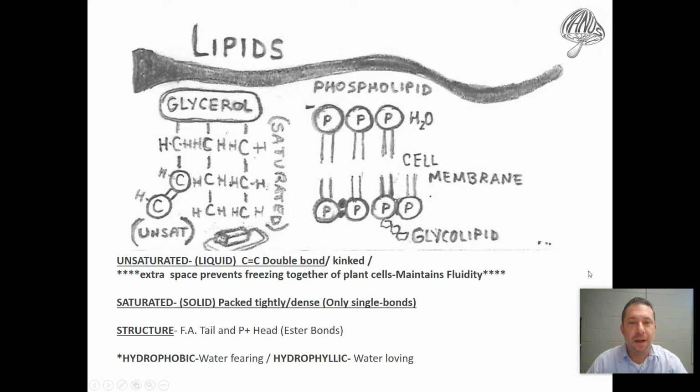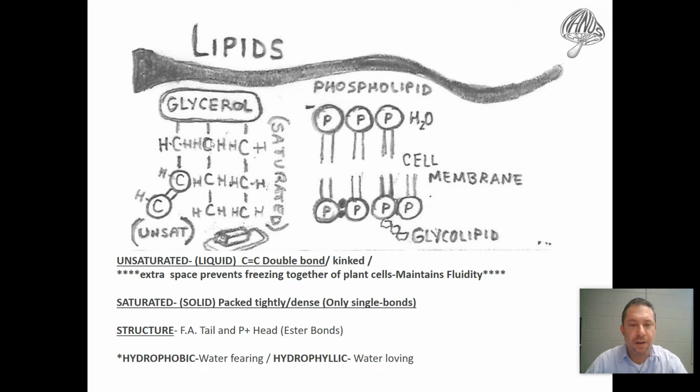Lipids is going to be another macromolecule that we talk about. You'll notice that the unsaturated fats, they're going to be liquid at room temperature. They're going to have this carbon-carbon double bond, which is going to play a role in plants. This little kink here is going to provide extra space and prevents the cells from actually getting too close together and freezing, and it's going to help maintain that fluidity.